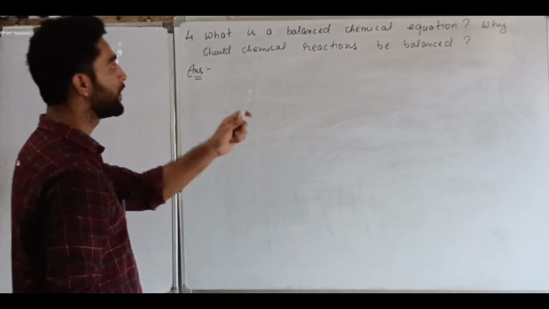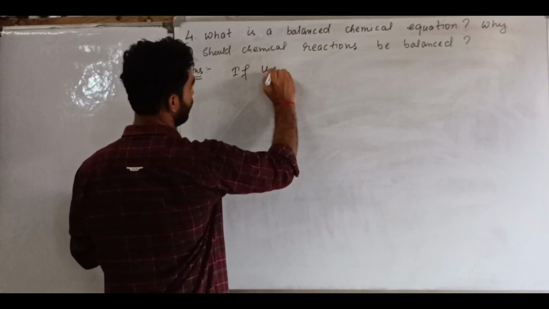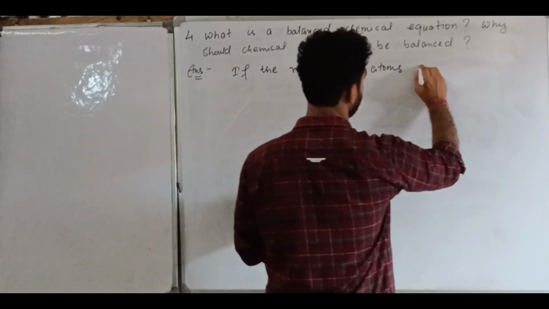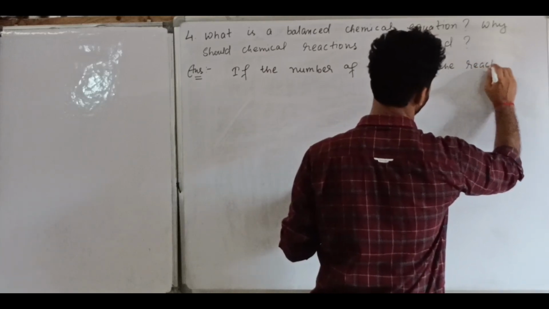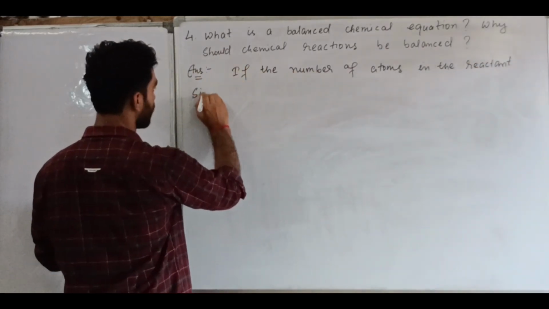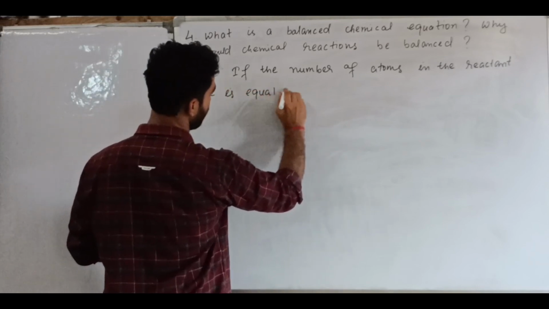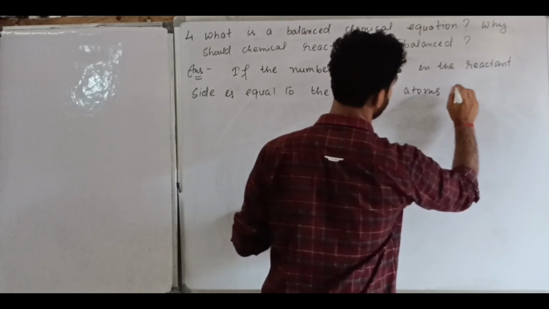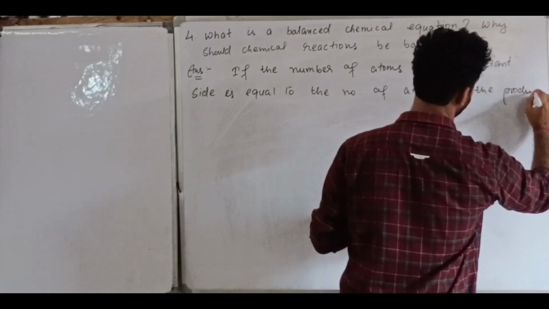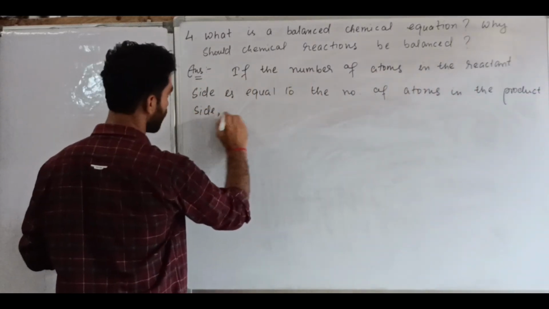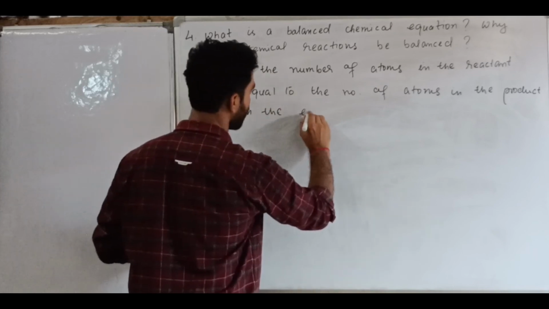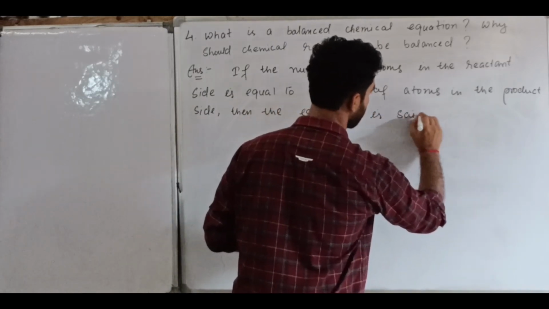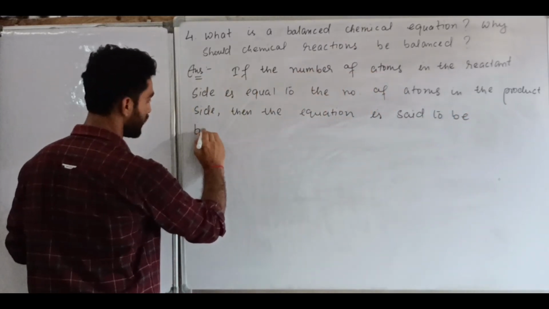So what do you mean by a balanced chemical equation? Answer is, if the number of atoms in the reactant side is equal to the number of atoms in the product side, then the equation is said to be balanced.